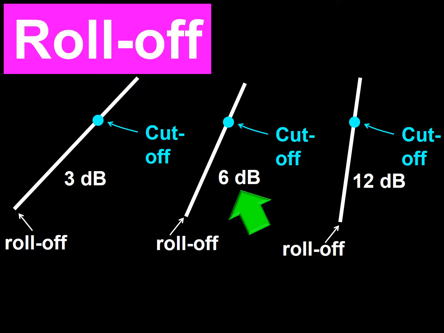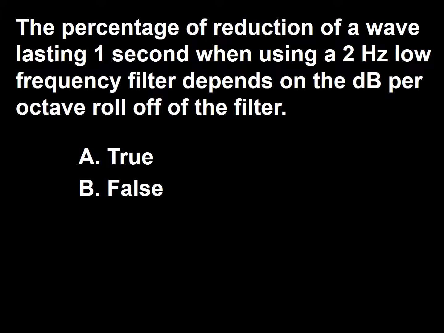The slope of a 6 dB per octave frequency filter has a certain steepness to it, where the steepness of a 12 dB per octave is more pronounced. So the answer to this question is A, true.